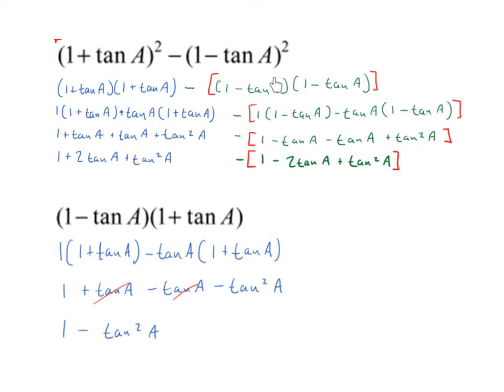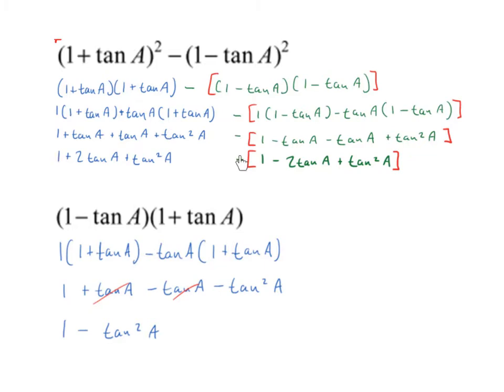Next we're going to work out this binomial. So we have 1 coming down here, and then we stick on the second bracket. Then we bring down the minus tan of A and stick on the second bracket again. 1 by 1 is 1, 1 by minus tan of A is minus tan of A, minus tan of A by 1 is minus tan of A, minus tan of A by minus tan of A is plus tan squared A. Bring down the 1. Minus tan of A is minus 2 tan of A, and tan squared A just comes down. Now remember there's a minus stuck on in front.